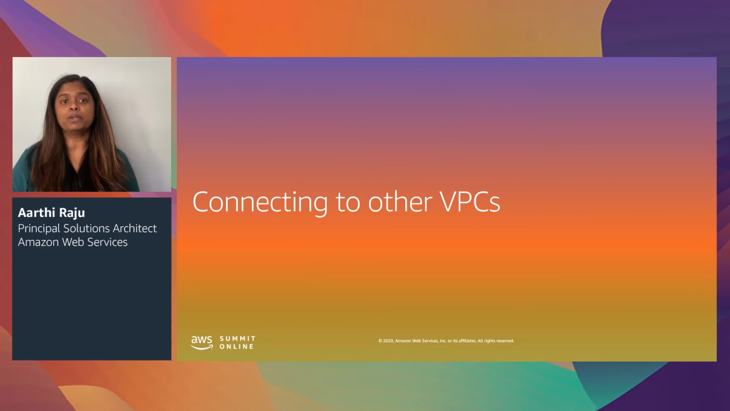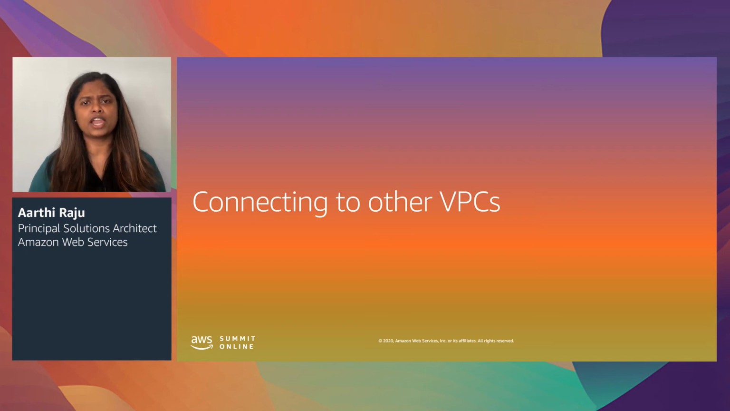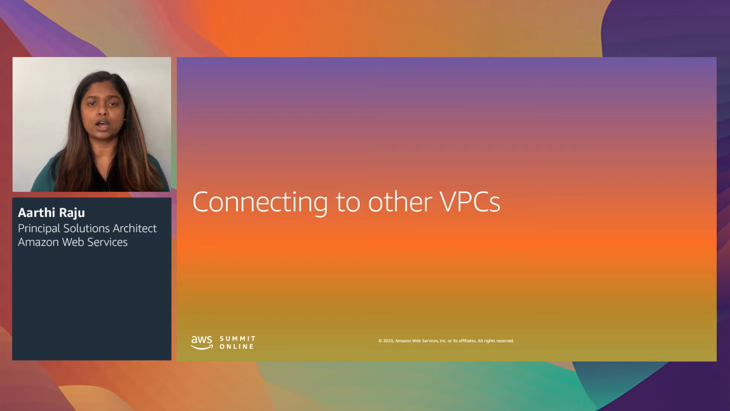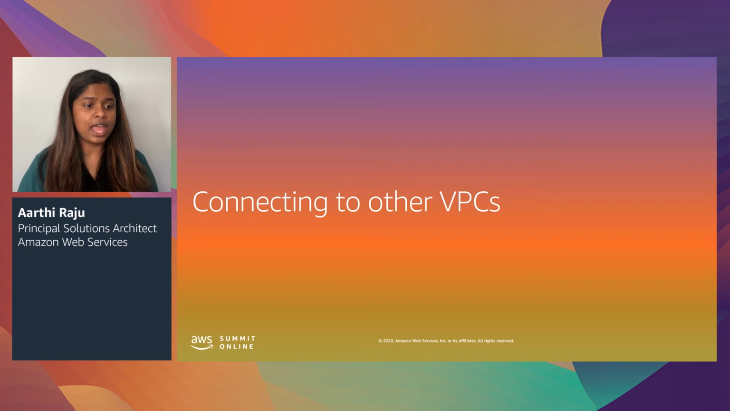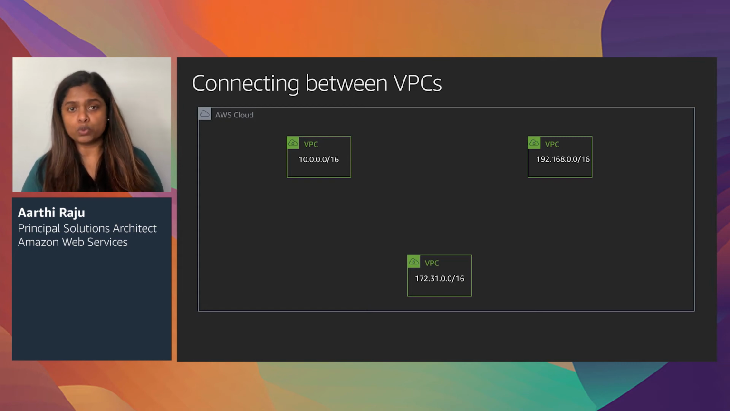So now we've completed part one, which is connectivity within the VPC. Now let's say I have multiple VPCs. How do I now span my connectivity to these multiple VPCs? And now we have 3 VPCs here, each with their own CIDR block. What if I want these VPCs to communicate with each other?